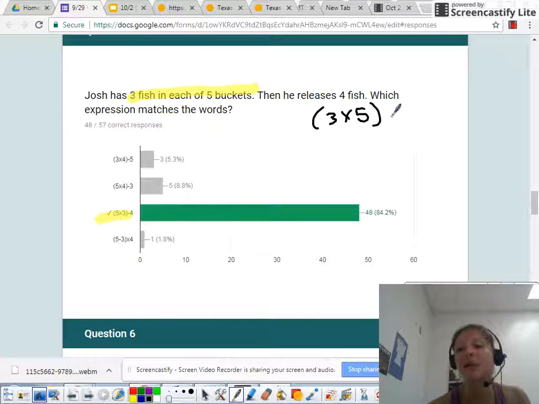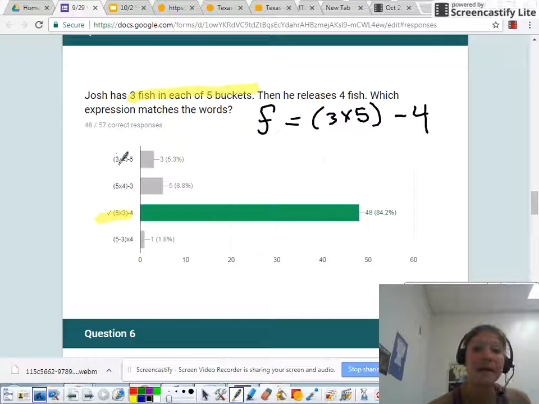He then releases 4 fish. So what is he doing from them? He's releasing them so he doesn't have any more. Which expression matches it? I'm going to use F. We know that we have to do this one first, minus 4. So this one is the correct answer. Most of y'all got it right, so good job. And let's go down to the next one.